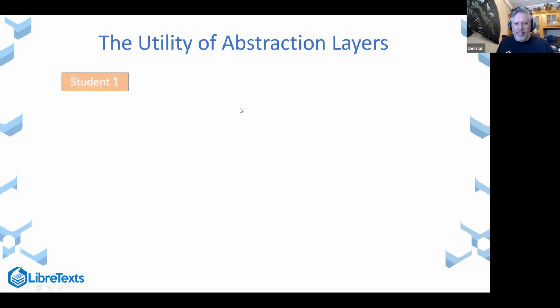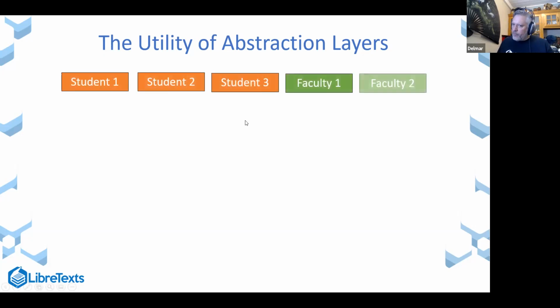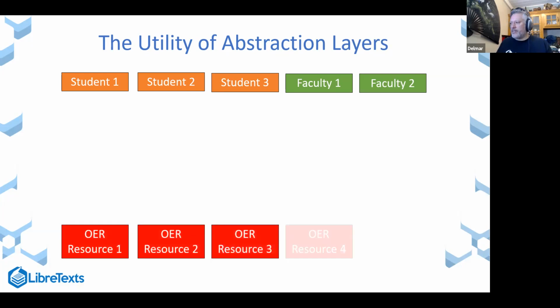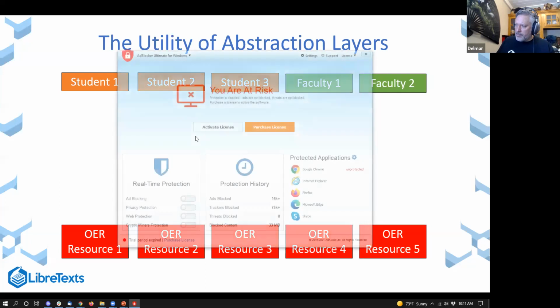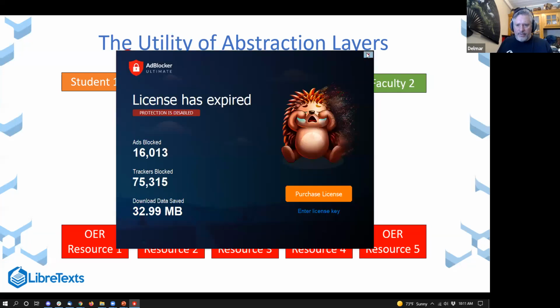And the idea behind that is if you're going to recreate the wheel, you need to have a mechanism to address how content is used in a variety of different ways. So for example, if you have a series of stakeholders, faculty and students that are using material, and a series of materials, I'm just going to use this as OER resources, because this is how the LibreText project operates.